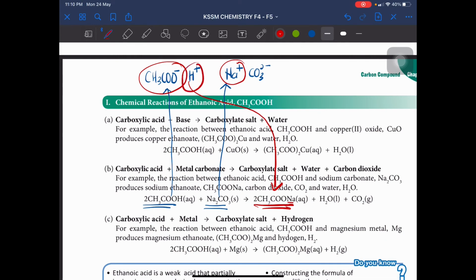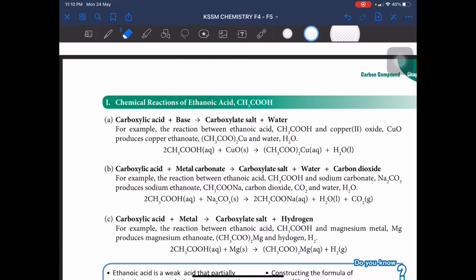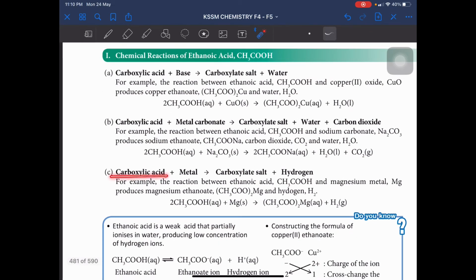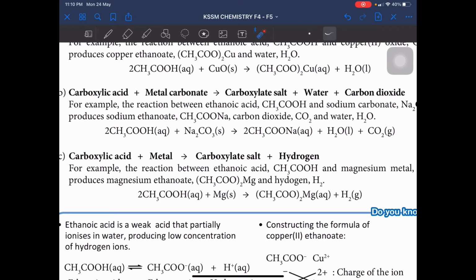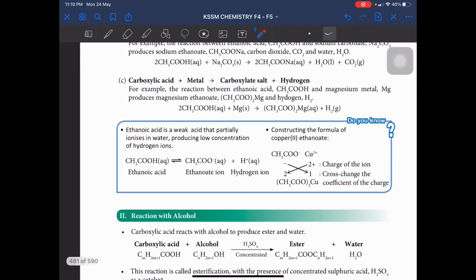So this one will become water and this will form carbon dioxide gas. Okay, let us go to the third one. When a carboxylic acid reacts with metal, it will form carboxylate salt and hydrogen gas. Okay, ini adalah sifat kimia asid lah yang biasa. Iaitu apabila asid bertindak balas dengan logam, they will produce garam dan hydrogen gas.